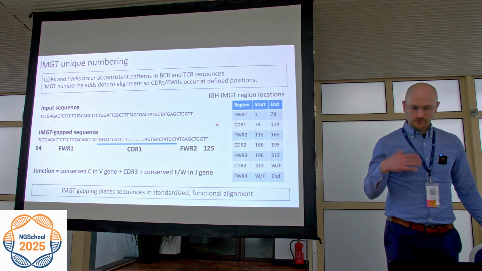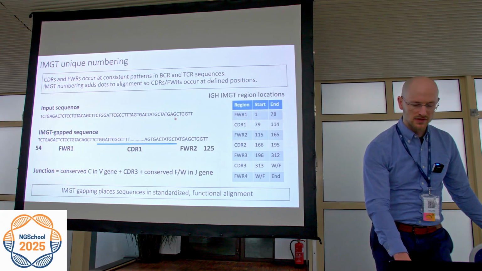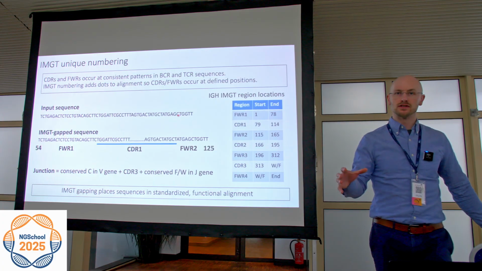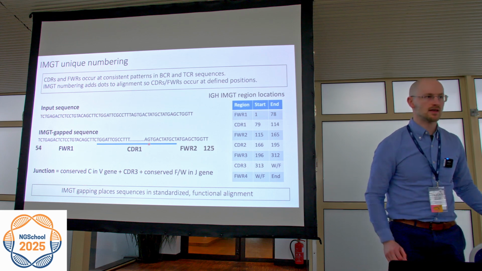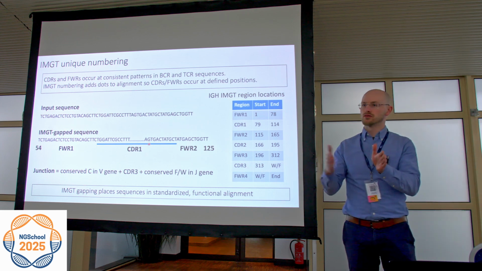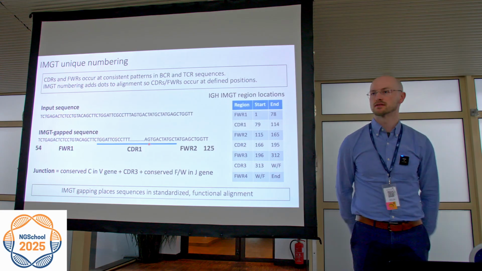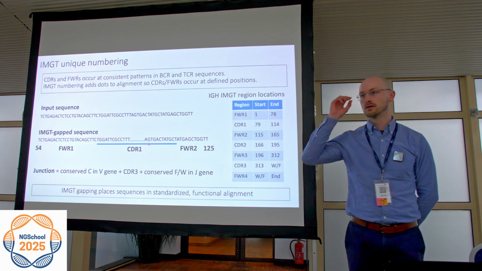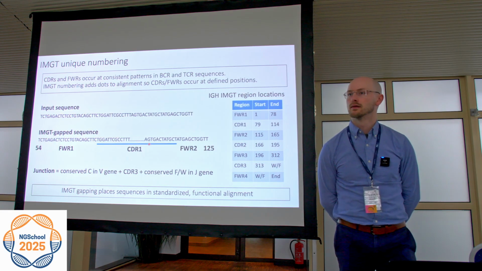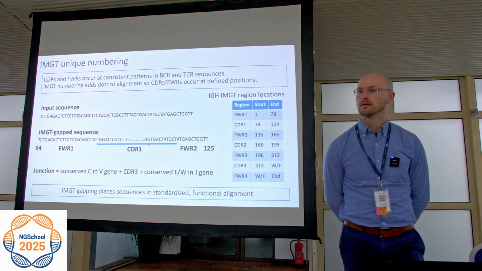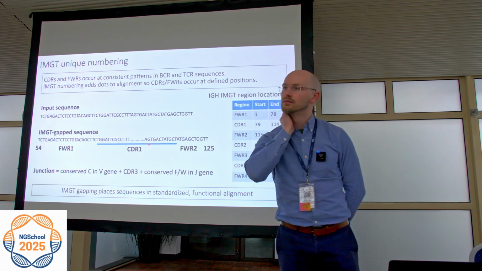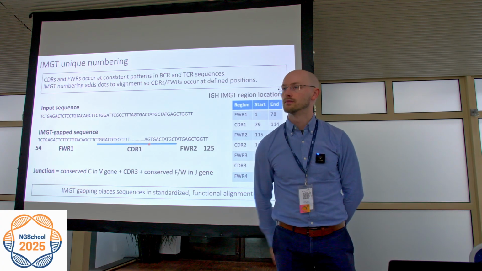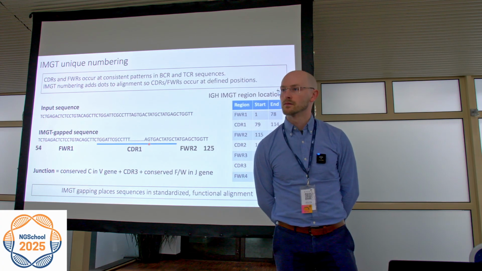So importantly, if you're looking at BCR sequences versus aligned sequences, look for these dots. And if you see these dots, that means that the CDRs and frameworks occur at consistent places. Yes? Is it possible for CDR sequences to overflow this numbering due to junctional diversity? I'm sorry, could you? Is it possible for CDR sequences to overflow these coordinates due to junctional diversity?